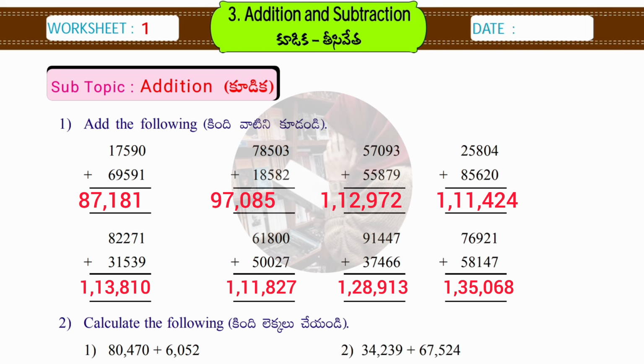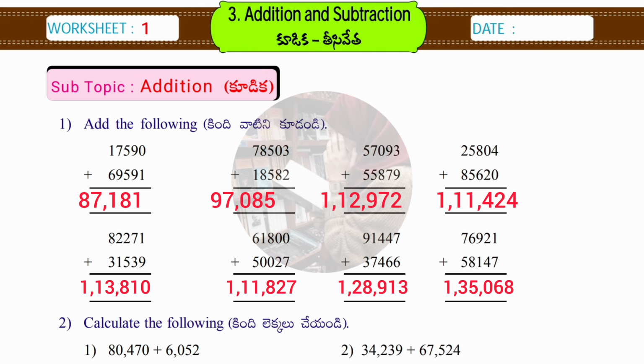Third one is 57,093 plus 55,879. Please count 9 plus 3, which is 12. Write down 2. 1 goes to that side. Then 9 plus 7 plus 1 is 17. Write down 7 here. 1 goes to the hundreds place. Then 8 plus 1 plus 0 is 9. Then 7 plus 5 is 12. Write down 1 in the 10,000 place and 2 here. Then 5 plus 5 is 10, plus 1, 11. So the answer is 1,12,972. Okay, next, the fourth one.